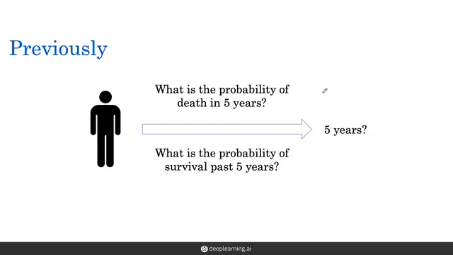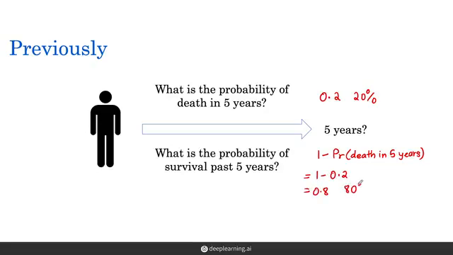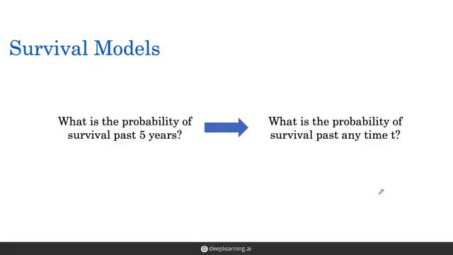So let's say our probability of death in 5 years was 0.2 or 20%, then the probability of survival past 5 years is simply 1 minus the probability of death in 5 years. And let's say that was 0.2, then this would come out to 1 minus 0.2, which is 0.8 or 80%. And so we ask questions of this form thus far.